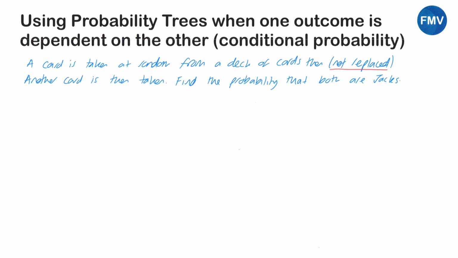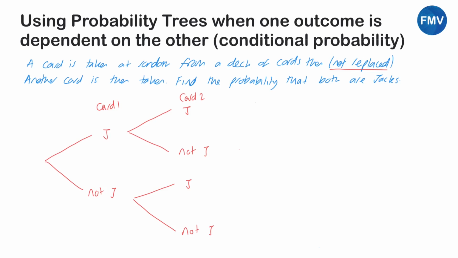So like before, we start with the branches. We have got card one, and we're looking for a jack, and we're looking for not getting a jack. And then we're looking at card two, and we're still looking for a jack and not getting a jack. And both the same down here. So remembering your cards, there are 4 jacks in a pack. That's 4 out of 52. So we know the probability of getting a jack is 4 out of 52. Now, I wouldn't simplify this at the moment, and you'll see why later on. And we're looking at 48 out of 52.